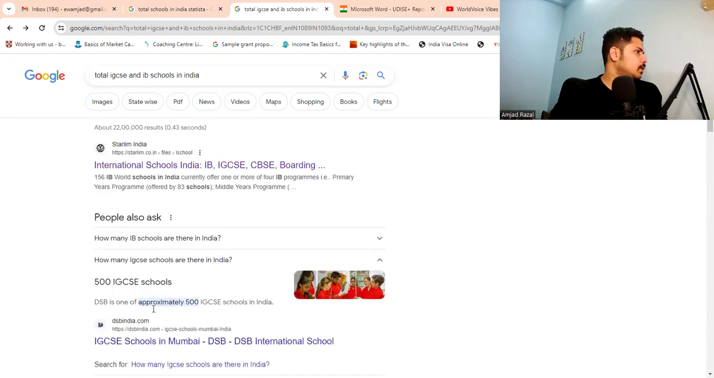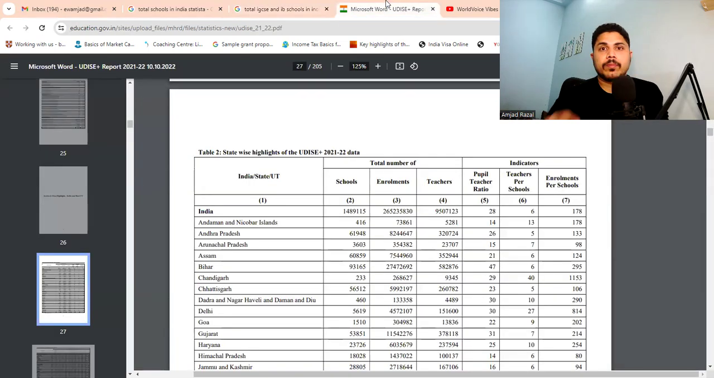So, how many IGCSE schools do we have? As per this information, we have 500. So again, here also, more or less, there could be IGCSE schools in India. That data is not available here.